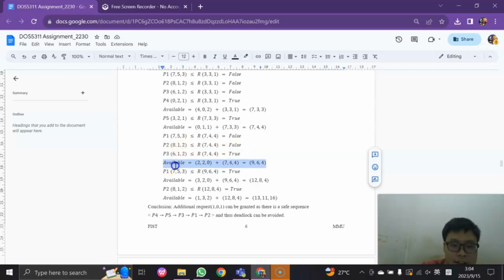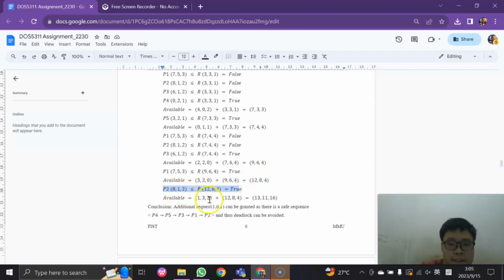Now calculate a new available. 220 plus 744 equals 964. Now return to process P1. 753 is less than or equal to 964. So calculate the new available: 320 plus 964 equals 1284. Now go to the next process.